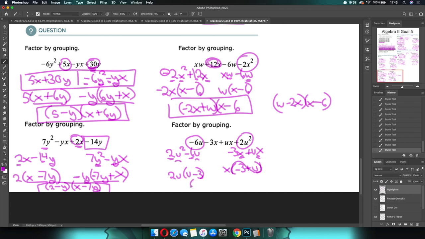So 4 times in a row, Ms. Dubois has somehow managed to get the right combination. So what do we have? We have 2u plus x, and then u minus 3.